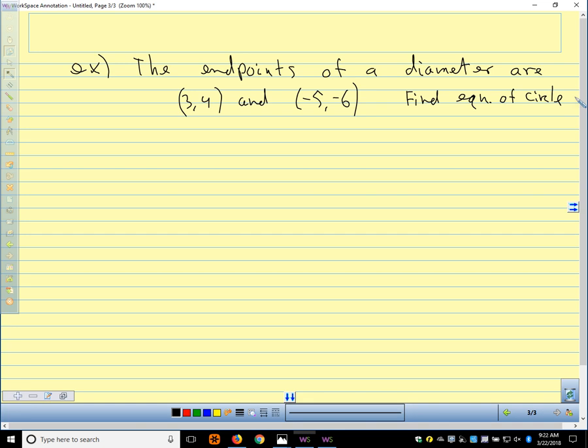All right. We need two pieces of information. We need the center and the radius. Well, how can we find those things? Well, these are the endpoints of a diameter. How is the center related to the endpoints of the diameter? Yeah, it's in the middle. So our center is the midpoint. Do we remember how to find the midpoint of a segment?